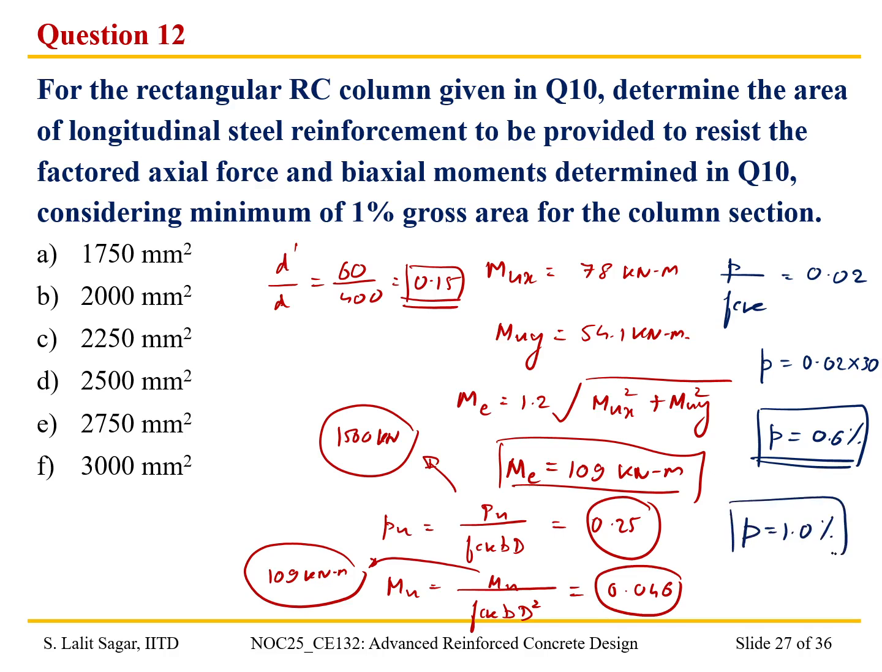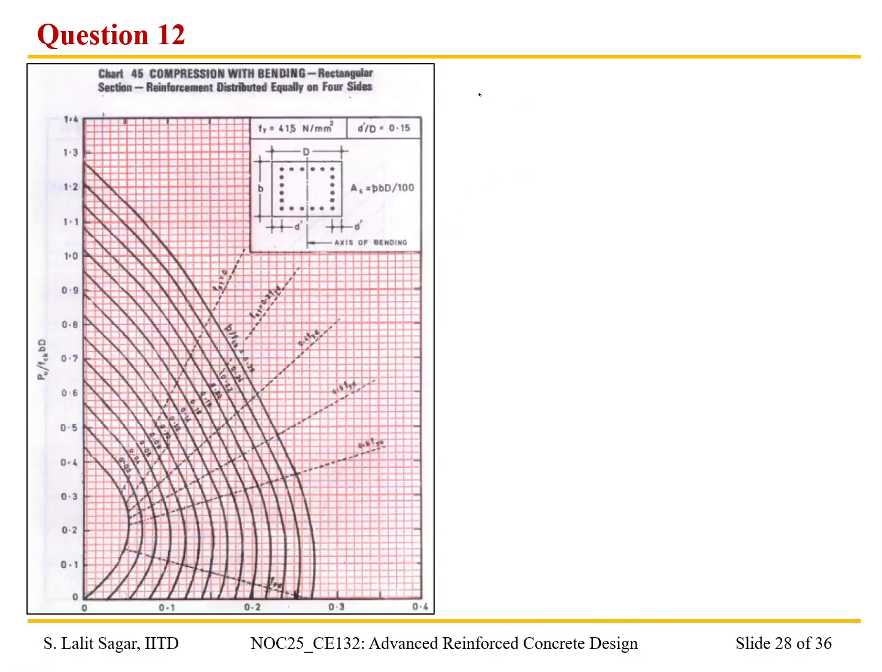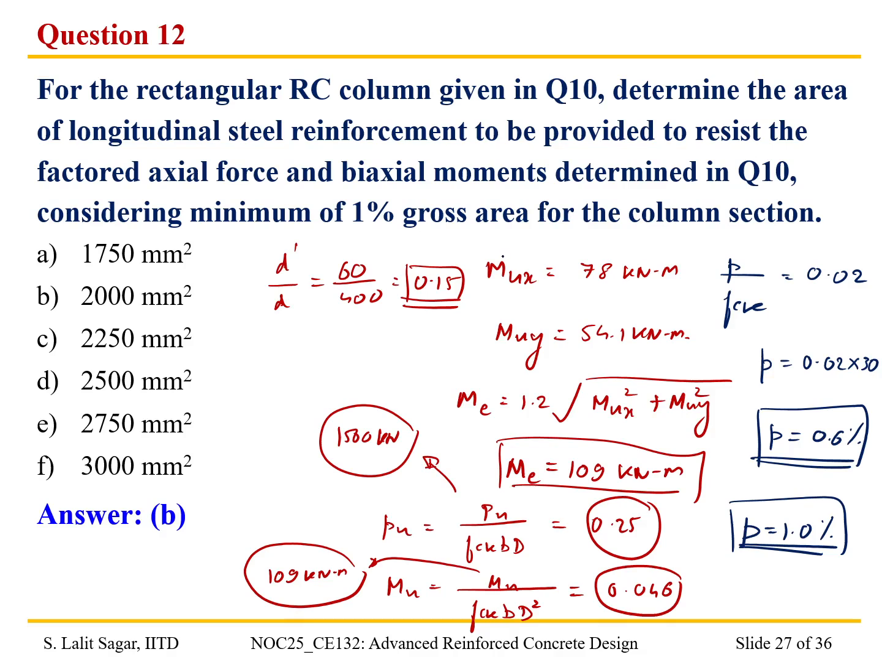Let us proceed to find out the value of the cross-sectional area, that is As is equal to pbD by 100, that is 1 into 400 by 500 divided by 100. So As is equal to 2000 mm square. So option B here is the correct response.